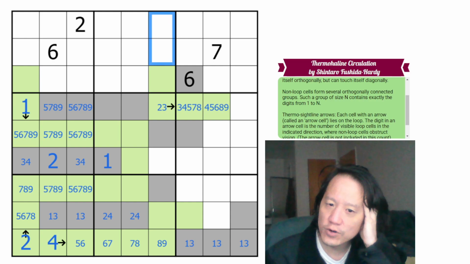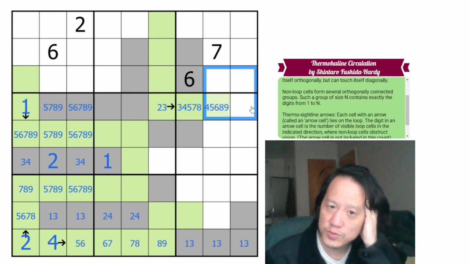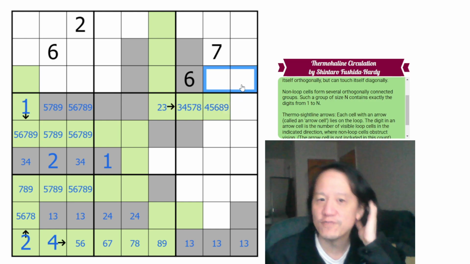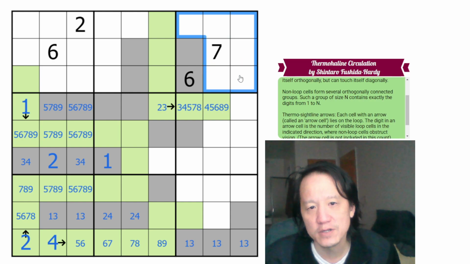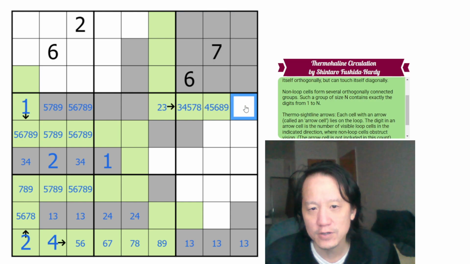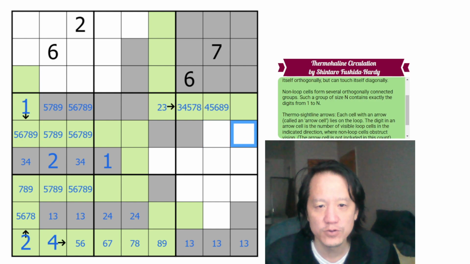So therefore, it must go at least here, which means these aren't on the loop, and this is not on the loop. Similarly, this can't go this way. So to form a region that can contain the digits 1 through n, it has to be specifically this one. So therefore, it has to be here, which means this has to be part of the loop, which means it must go down here. This cannot be part of the loop then. This must go this way.